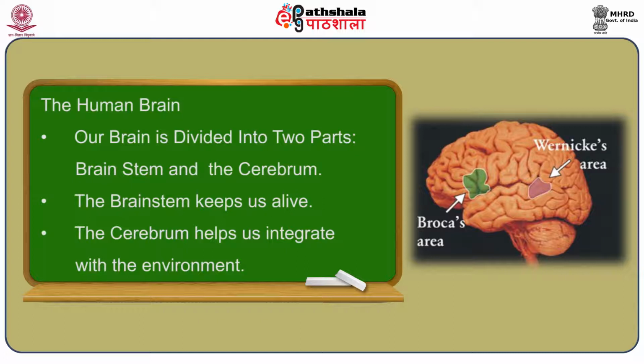The brain stem sort of keeps us alive. It keeps our head, and it makes all the physiological things that have to be done, whereas the cerebrum helps us integrate the environment. That's all there is to make our body function, to give signals to the body to do something, and to receive signals from outside and do information processing. Whatever information we receive from outside is processed by the human brain.